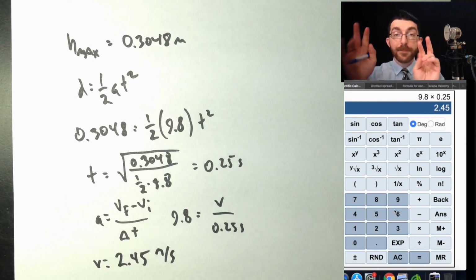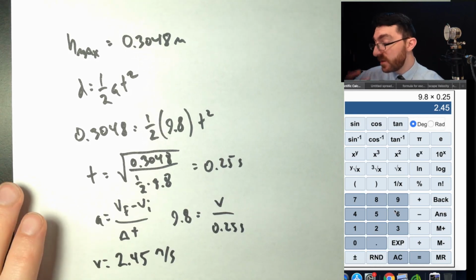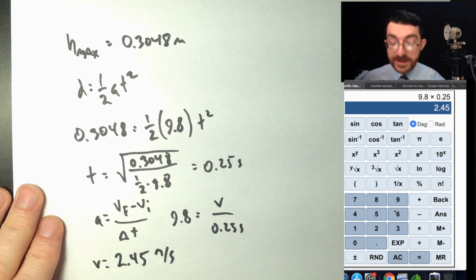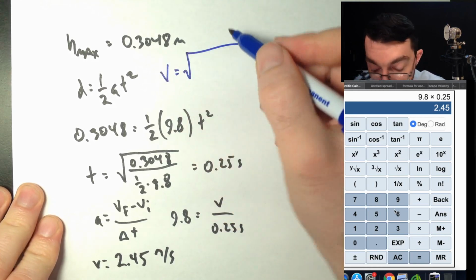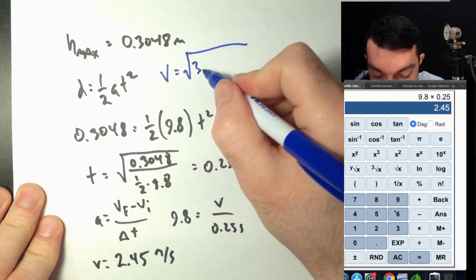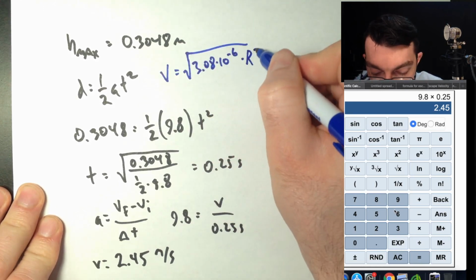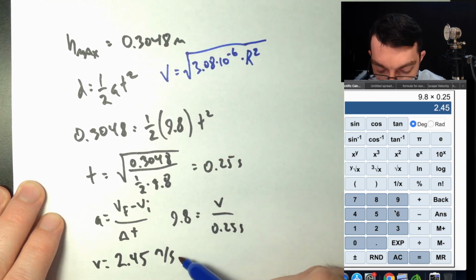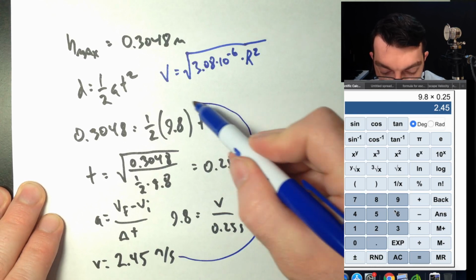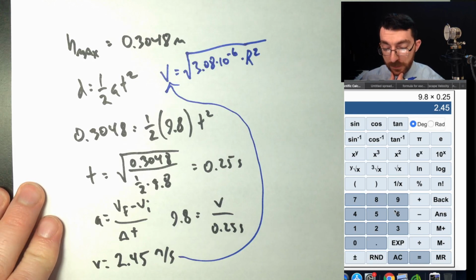For a planet or asteroid or whatever it is with the same density as the Earth, the escape velocity is the square root of 3.08 times 10 to the negative 6 times the square of its radius. If I put this in there, what size planet could I possibly jump off?